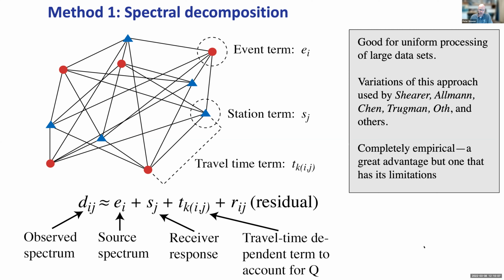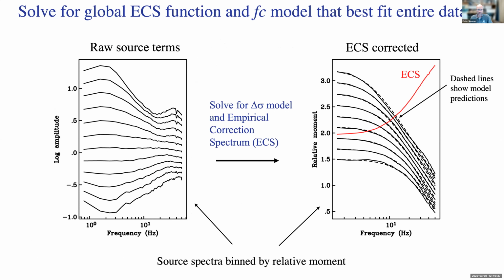Anyway, you can try to solve this system, and the great advantage of this approach is it's completely empirical. So you don't need to make any assumptions about the source. You don't need to make any assumptions about the Q model, and that's a big advantage. But as we'll see, it also has its limitations.